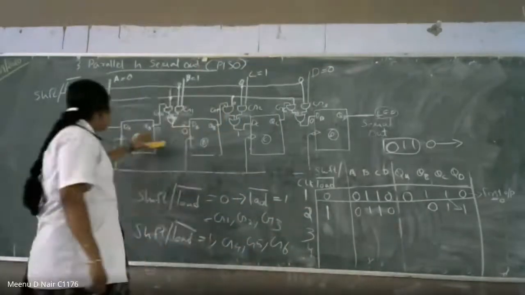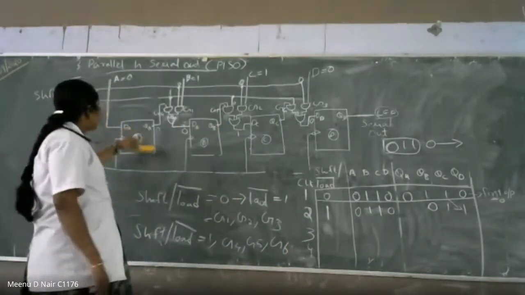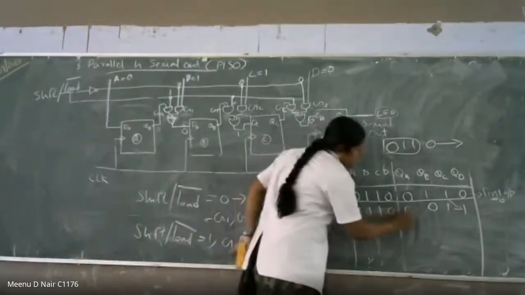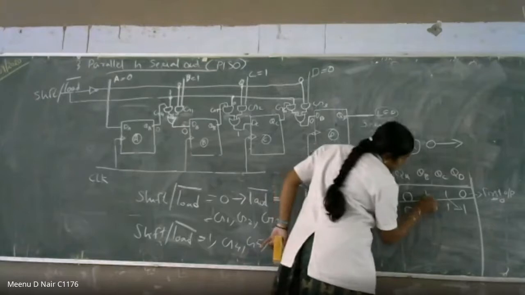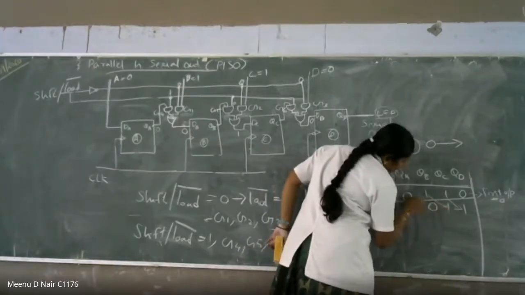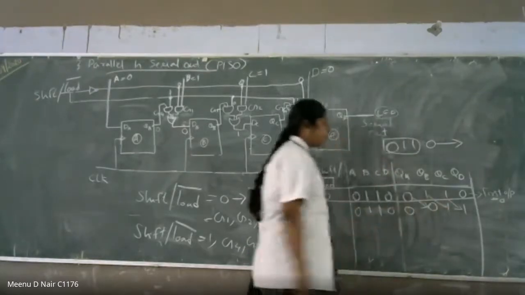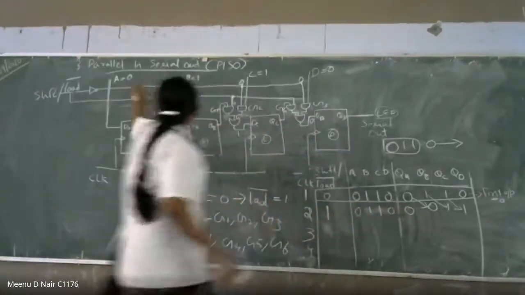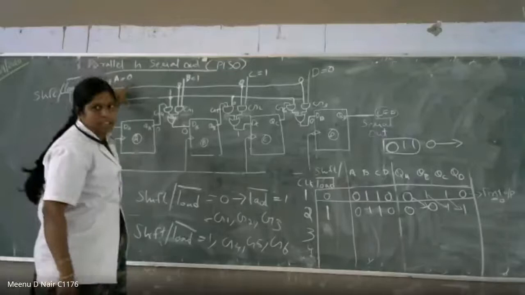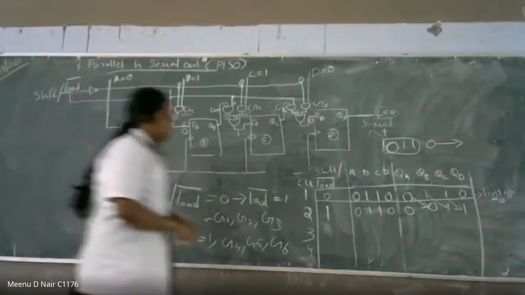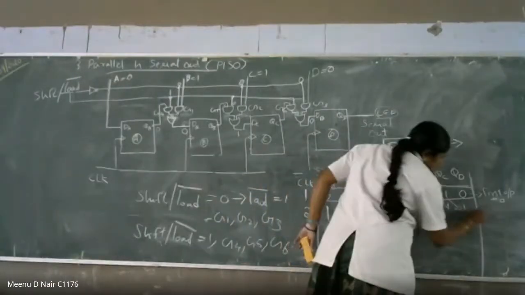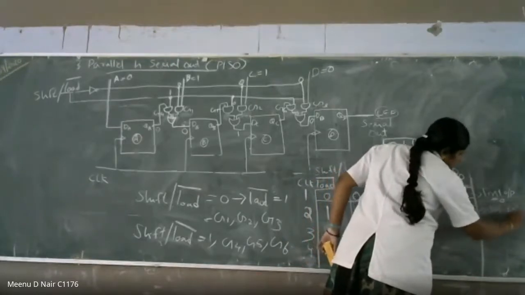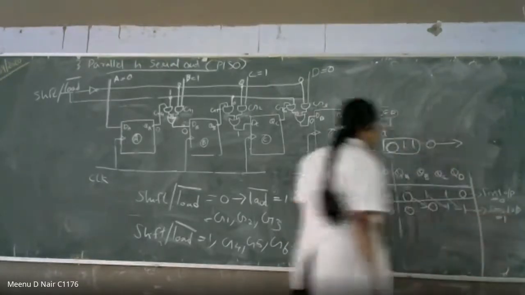And QA is nothing but based on the input of A. A is equal to 0. So QA is equal to 0, right? So this is moving here, and this 0 is moving here. This is nothing but what is there in the input of A. So this is your second output, which is equal to 1.